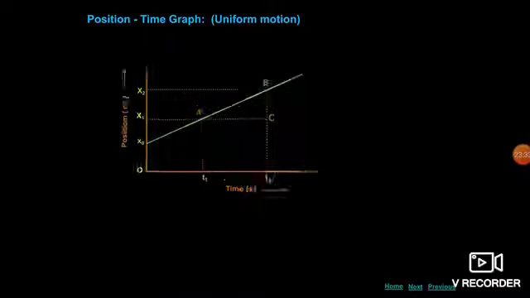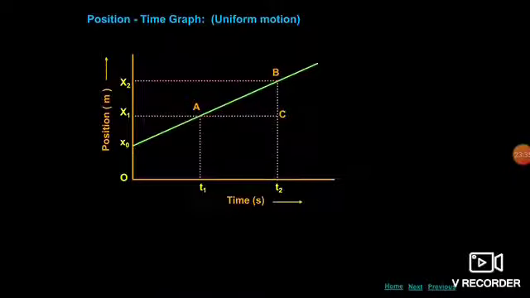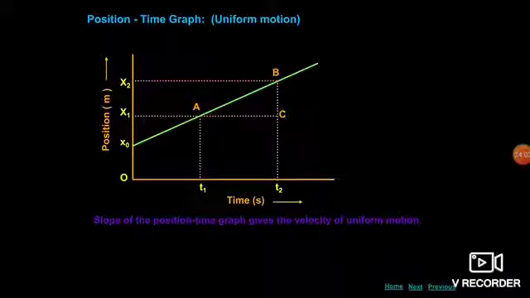Position-time graph, uniform motion. In this you can see the body is not moving from O, it is moving from x naught. Clear? It means we have taken not reference point O, we have taken reference point x naught. You can see there are positions A and B, which show their values on the time axis as well as on the x axis, the position axis. Point B shows its position on the time axis as T2 and on the position axis as x2.